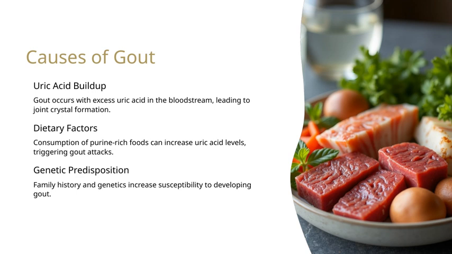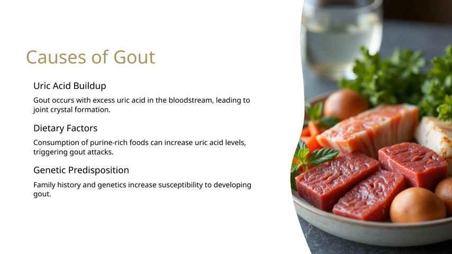Next, dietary factors play a significant role. Consuming foods that are rich in purines, things like red meats, seafood, and certain alcoholic drinks, can increase uric acid levels. When these levels rise too high, it can trigger a gout attack.